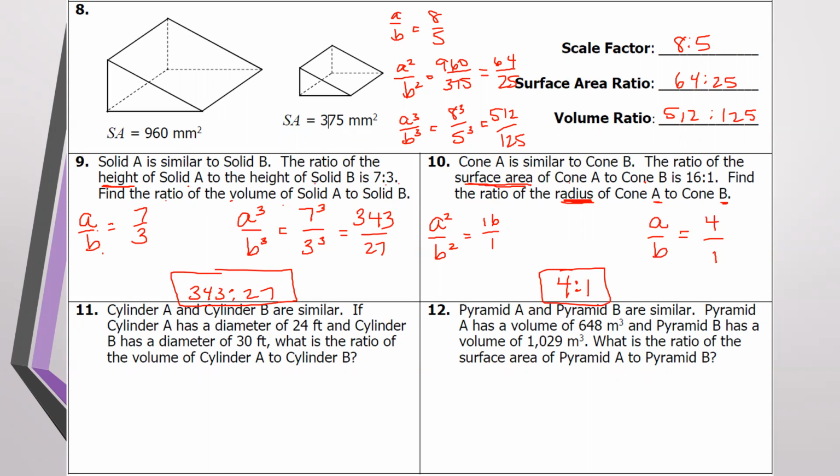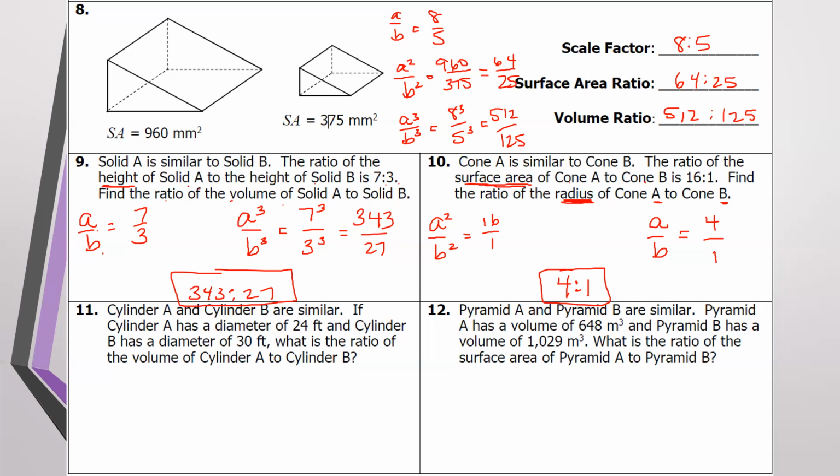Yeah, that's coming. Okay, and these they aren't though. They're telling us we have cylinder A and cylinder B. They tell us about the diameter. Cylinder A has a diameter of 24 feet, and cylinder B has a diameter of 30 feet. What is the ratio of the volume? Go ahead and try number 11.